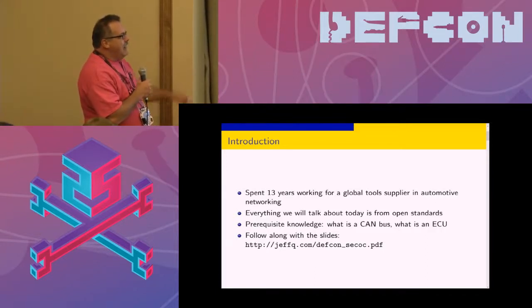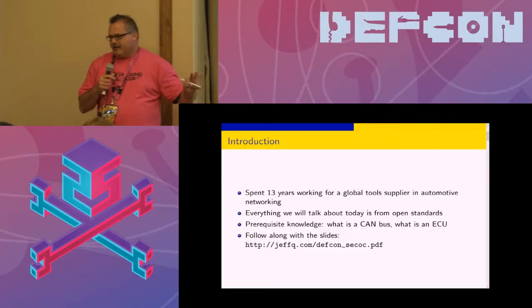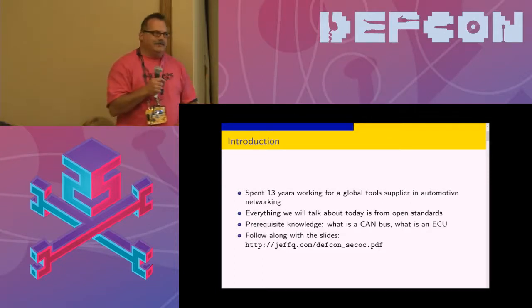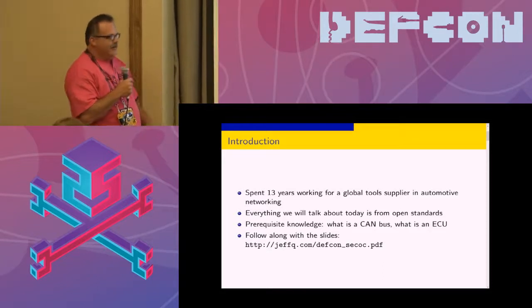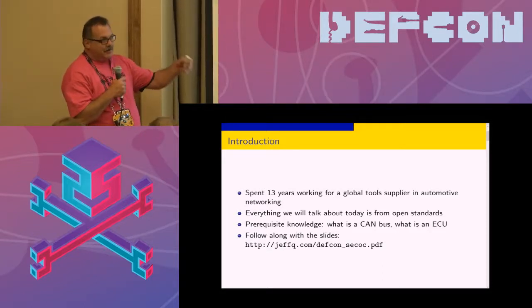But basically, everything we're talking about today is an open standard, okay? And that's part of what the automotive industry is trying to go to, because open standards, we hope we save money. We hope we don't have to have our suppliers remake that wheel again.